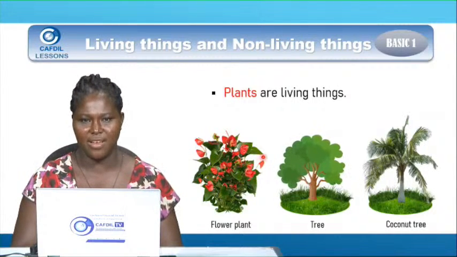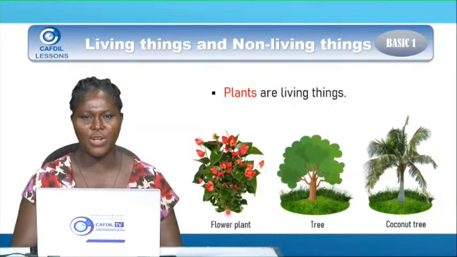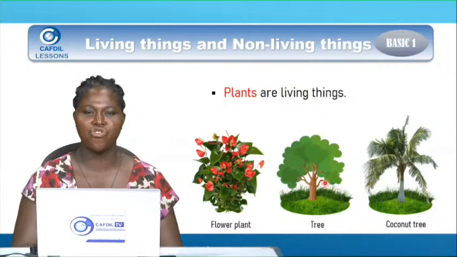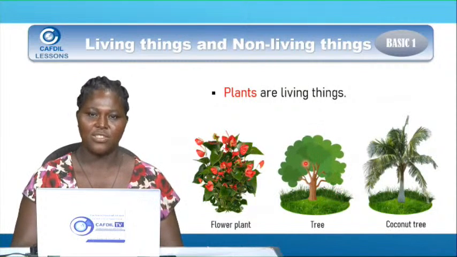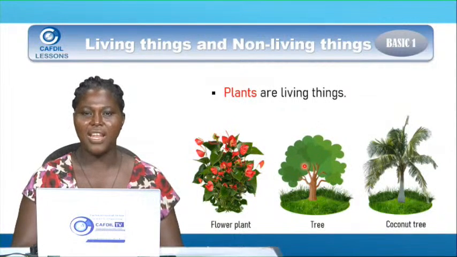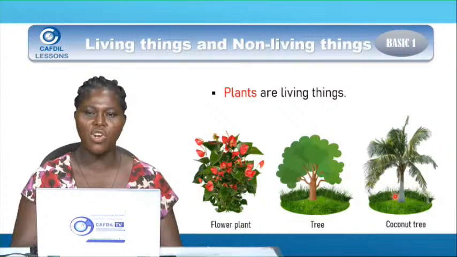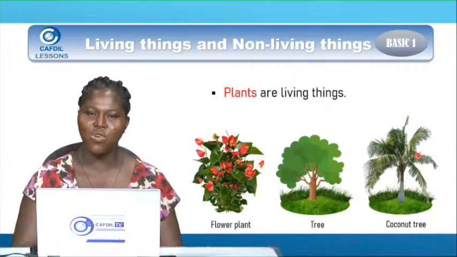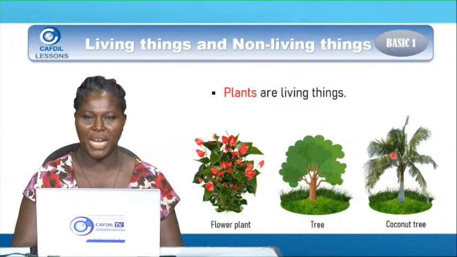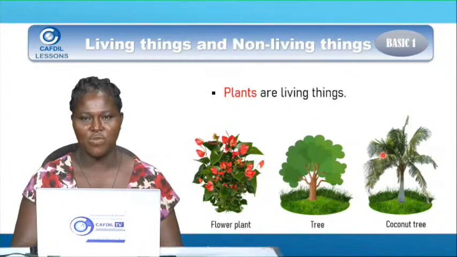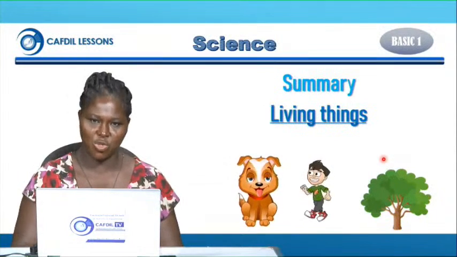Plants are living things. You saw the flower plants in our picture. We also saw a tree. Yes. So this tree is also a plant and it's a living thing. We saw the coconut tree in the picture. And the coconut tree is also a plant and it's a living thing. So these are the plants we saw.